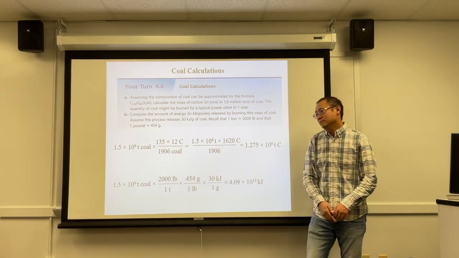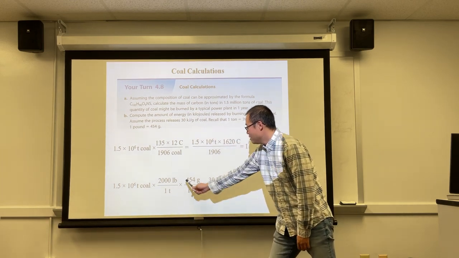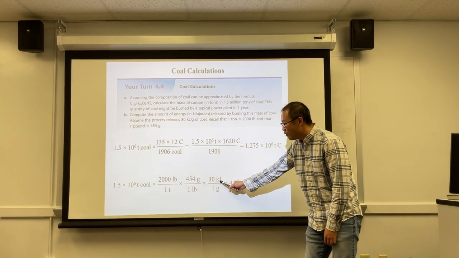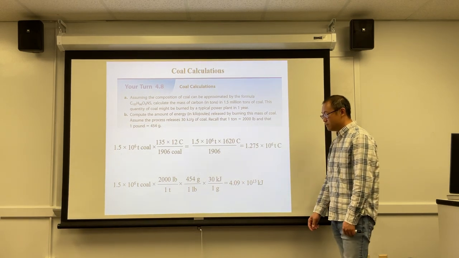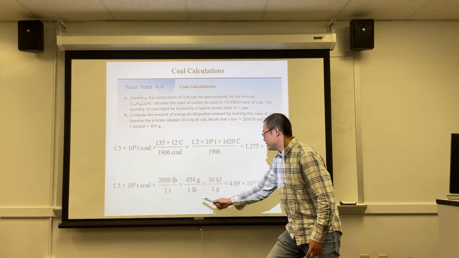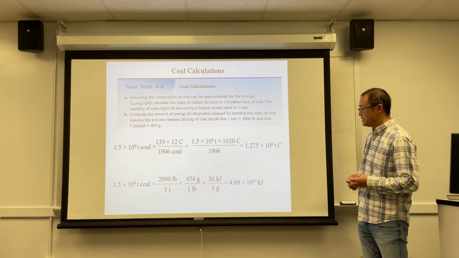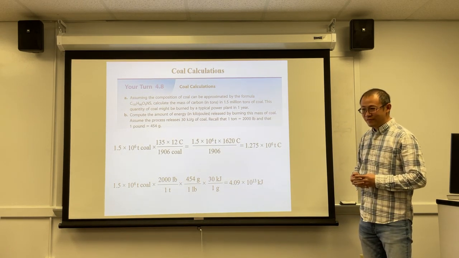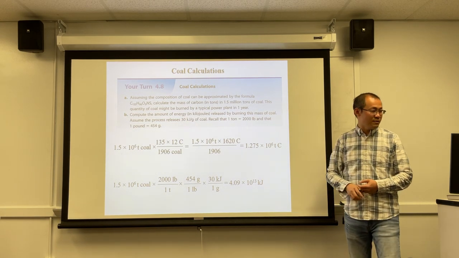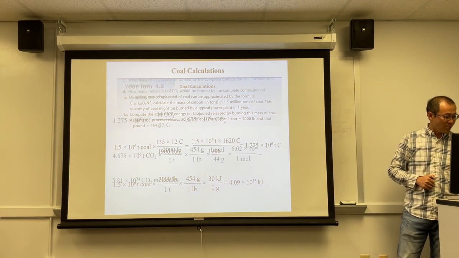30 kilojoules. Okay, you can see that tons of coal canceled. Pounds, pounds canceled. Grams, grams canceled. We only end up with kilojoules. Okay, if you do the math again, multiply these, then divide by, of course, 1, you get 4.09 times 10 to the 13 kilojoules of energy. Does it make sense? Yes. Okay, this is, again, something we practice a lot in Chapter 3 about chemical calculations.